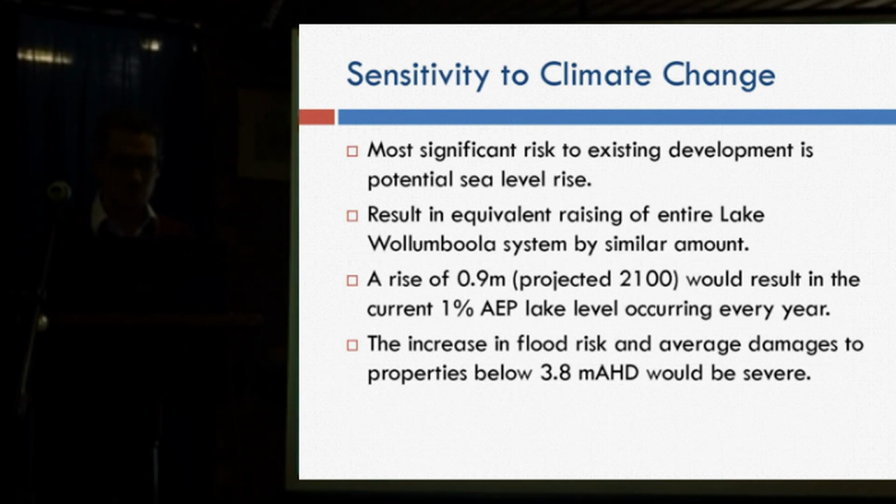That's the stuff I've just talked about. A rise of 0.9 metres by 2100. Not so much every year there, that's a bit dramatic. And there'd be variation, but you're talking much more frequently. And 4 metres AHD, that's maybe a bit high as well, but definitely below 3.5, 3.7 would be significantly more flood risk.